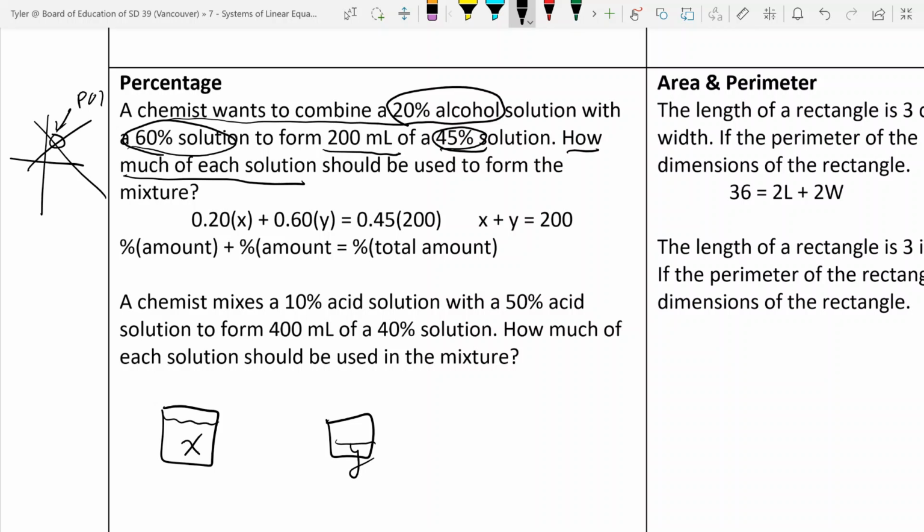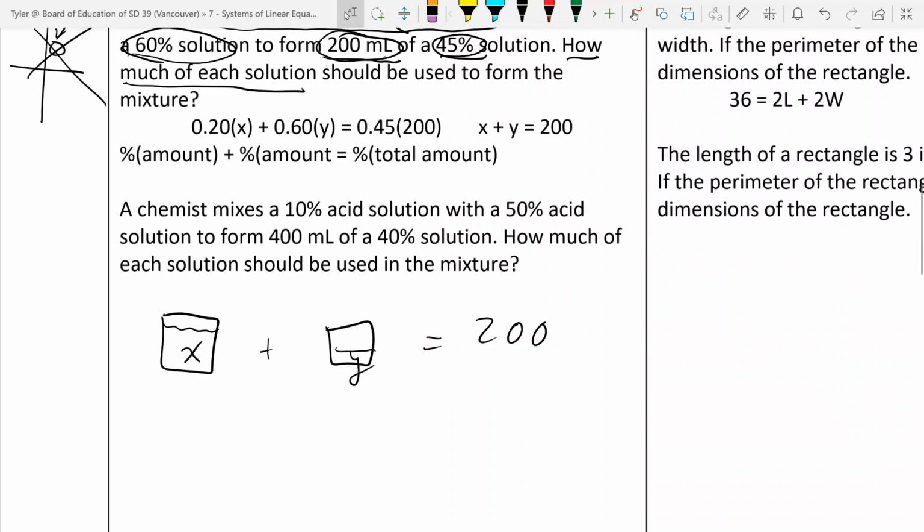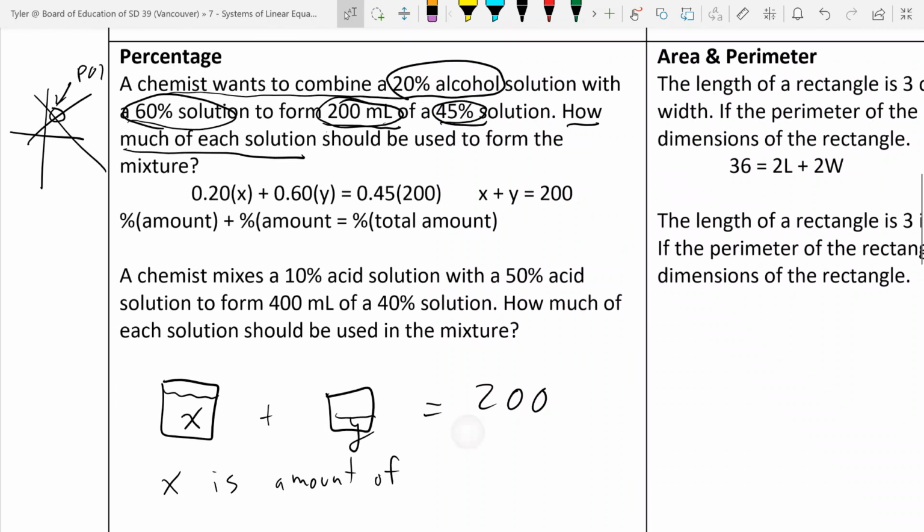I do know that the total is 200 milliliters. So that makes me think, okay, wait, if I added these two together, their total volumes, that's going to give me 200. And let's even write this so that we know. X is amount of, what was the first one? 20%. Y is amount of 60%. So those were the two starting amounts we had. We know that if we add X and Y together, we're going to get the 200 milliliters.